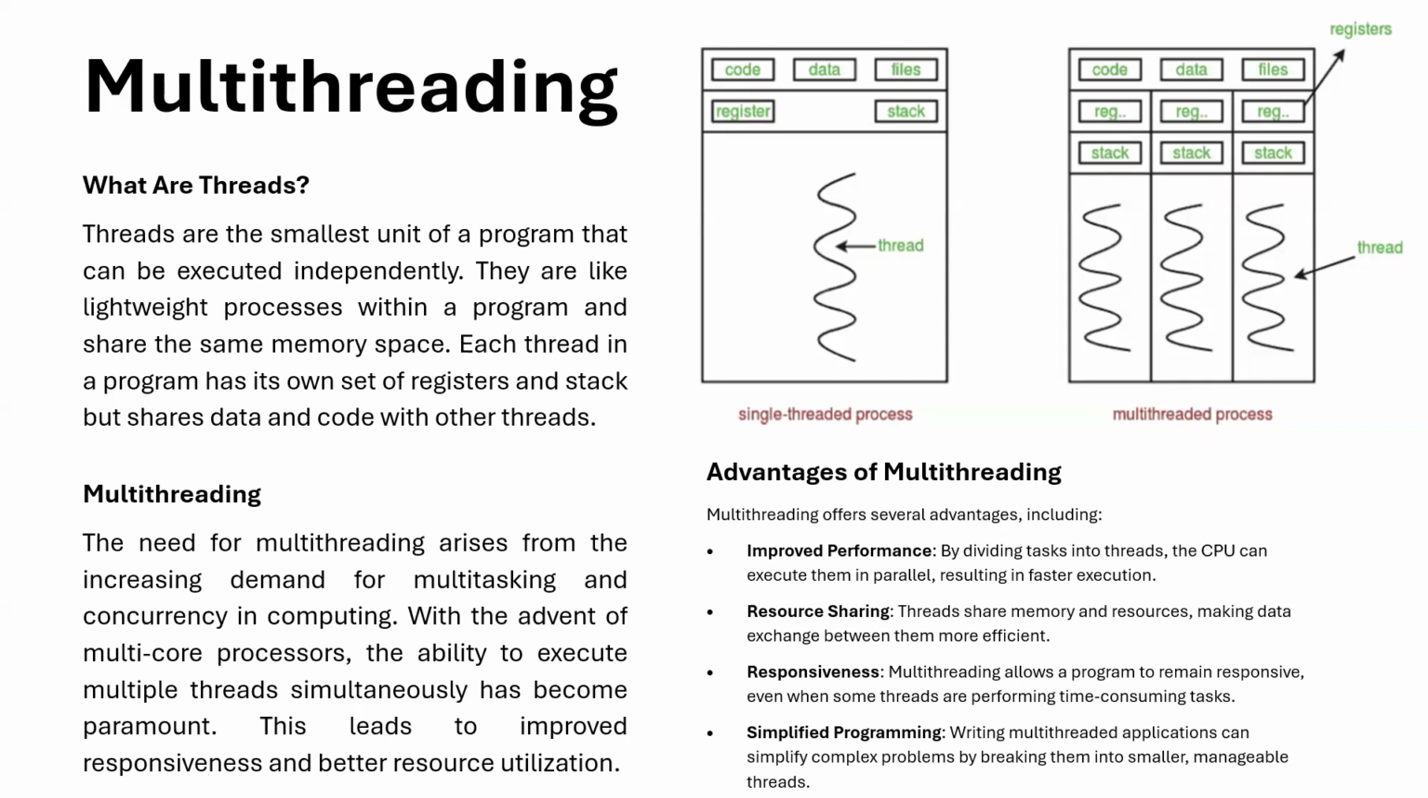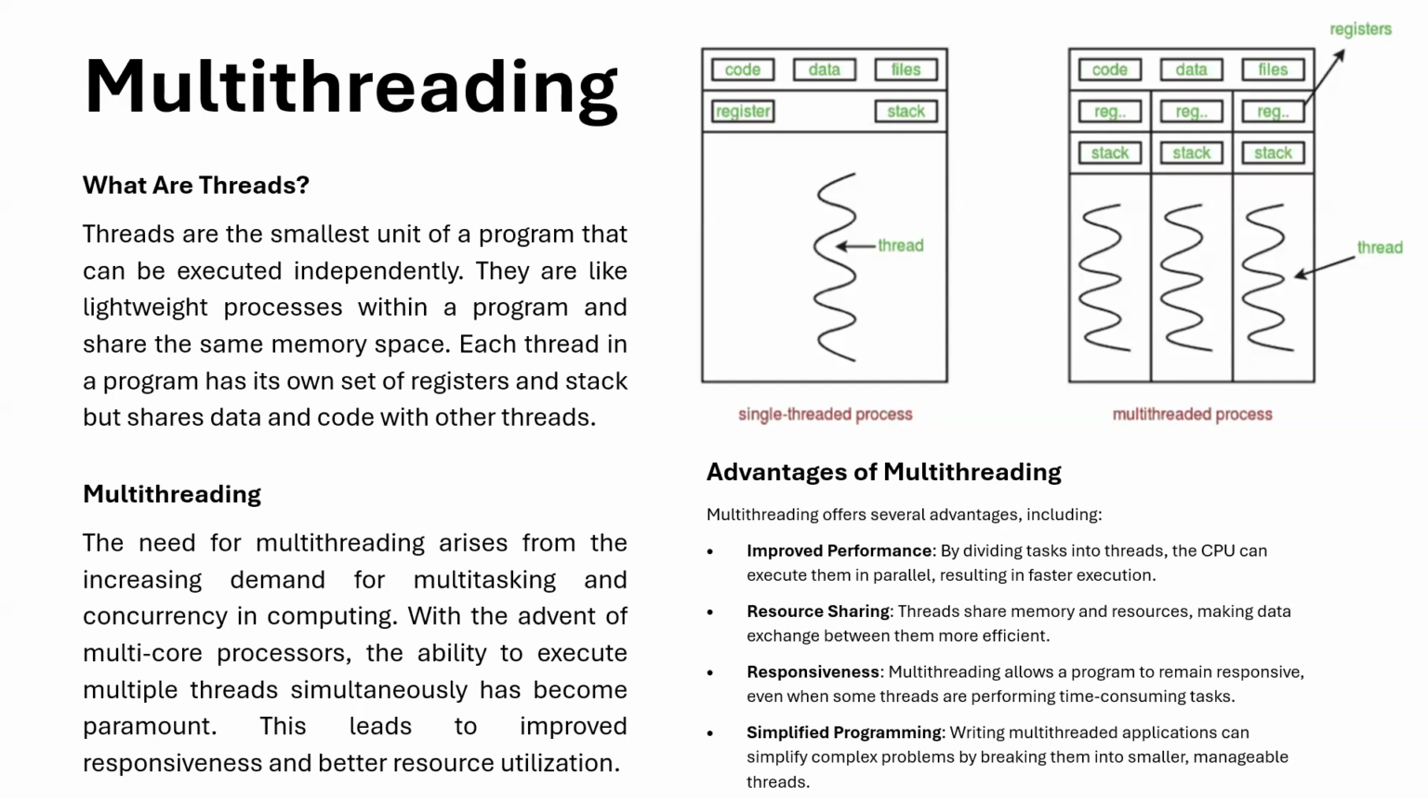Resource sharing: you can see, instead of one thread being greedy to share the code, data and files, you can have 10 threads sharing these resources as well. So it optimizes the operation of the system.